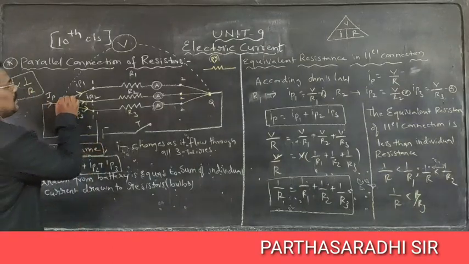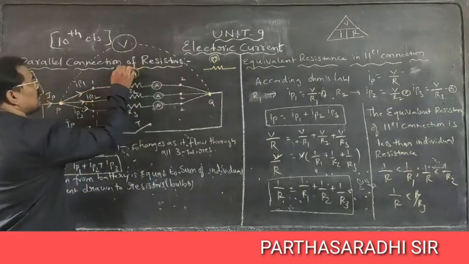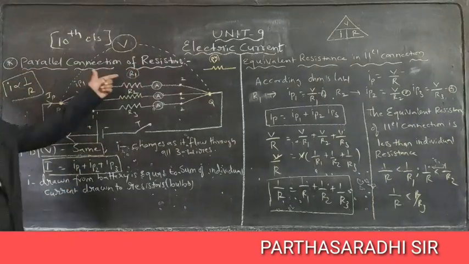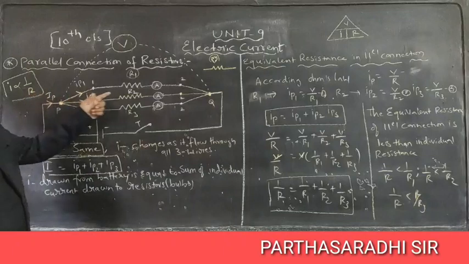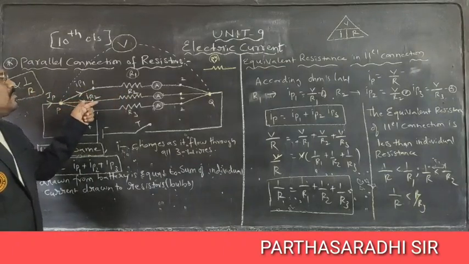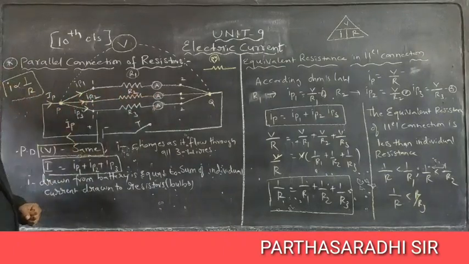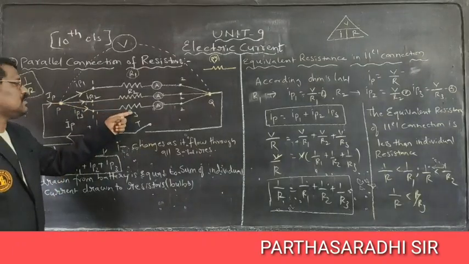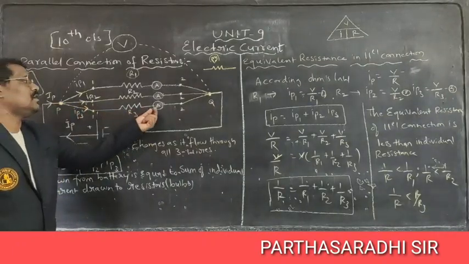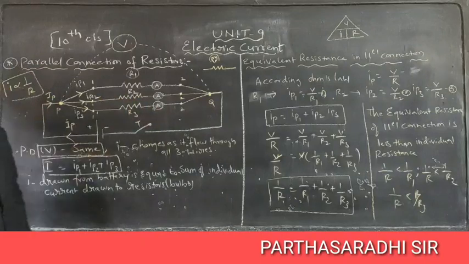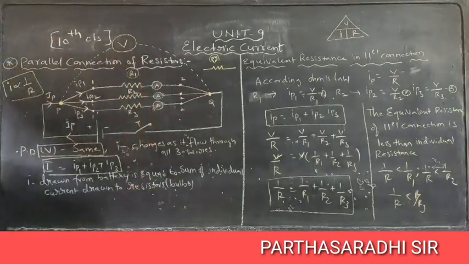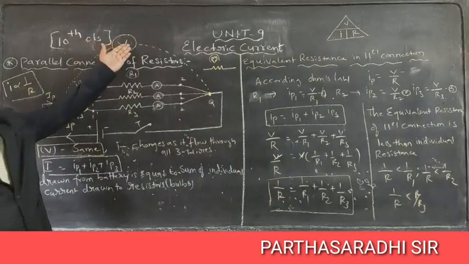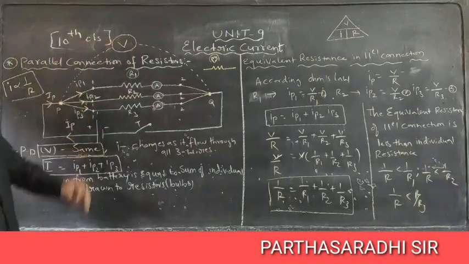As the current divides, depending upon the resistance offered by this wire, the current flow takes place, which can be measured by ammeter 1. Depending upon the resistance of R2, current flow takes place, which can be measured by ammeter 2. Depending upon the resistance of R3, current flow takes place, which can be measured by ammeter 3. Whereas the potential difference across these wires remains the same, measured with a multimeter.